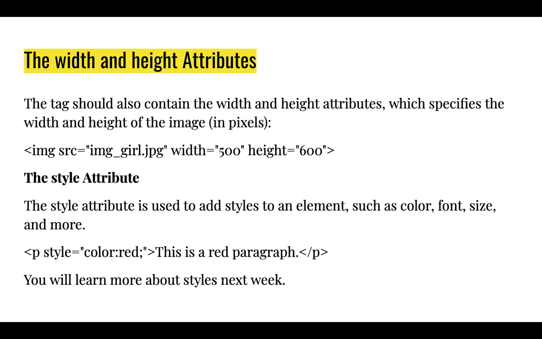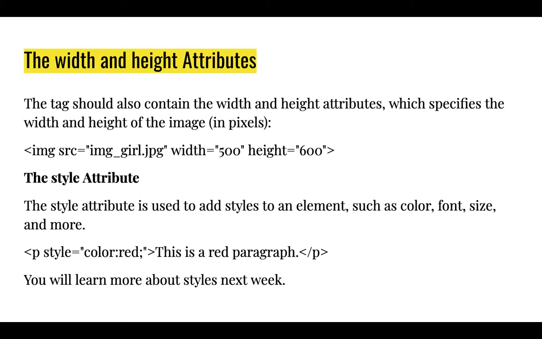The width and height attributes. The img tag should also contain the width and height attributes, which specify the width and height of the image in pixels. So in this img tag, there's an attribute called width, and the value is set to 500, that is 500 pixels. Also, you can see that there's an attribute called height, and the value is set to 600, that's 600 pixels.